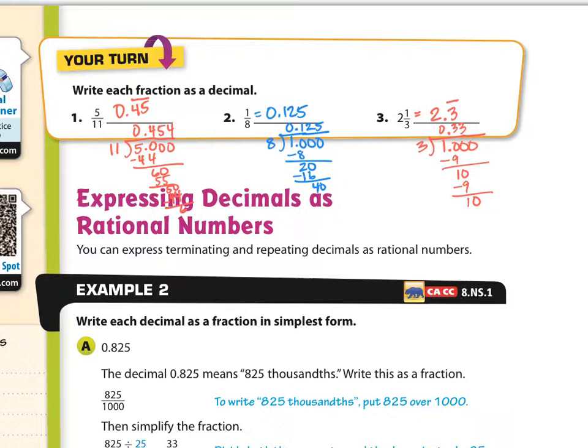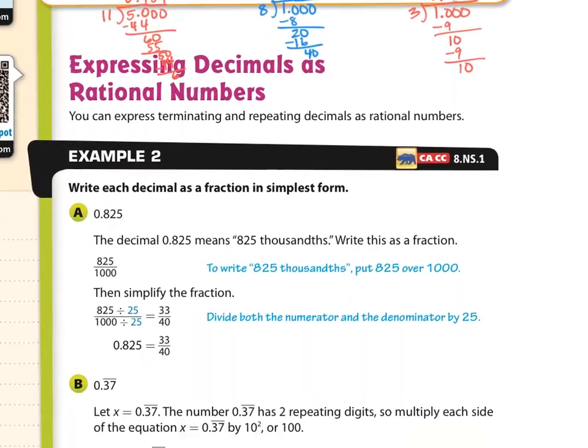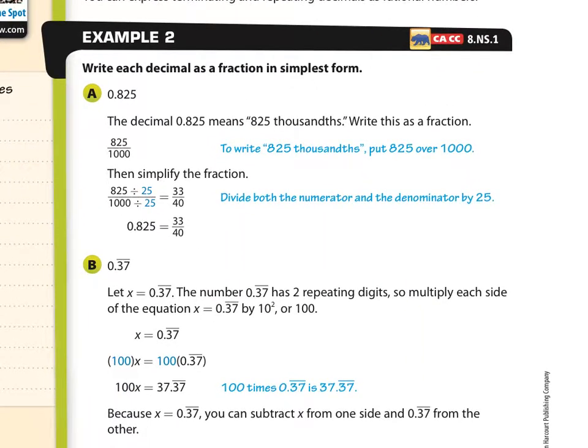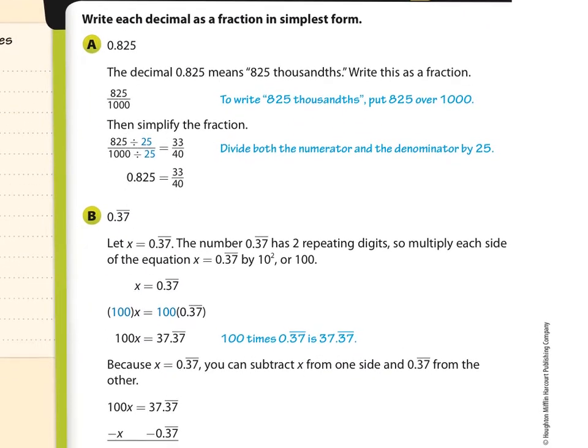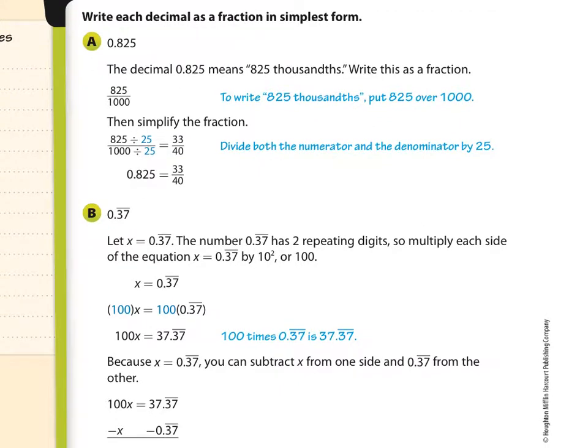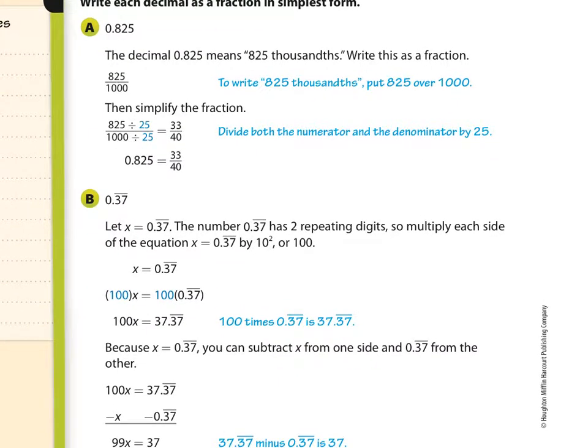Okay, the next example is writing from a decimal to a fraction. So now we're going backwards from what we just did. And in order for us to do this, we need to know our place values. Example A shows converting a terminating decimal to a fraction. And then example B shows going from a repeating decimal to a fraction.